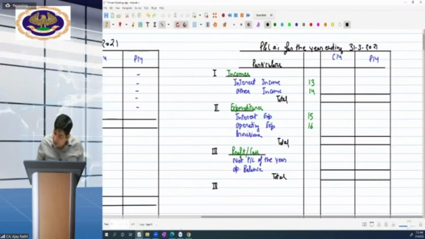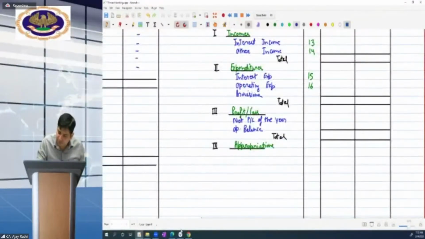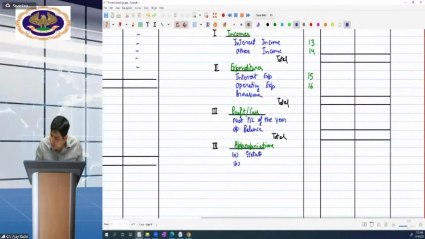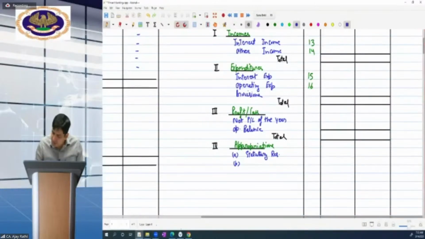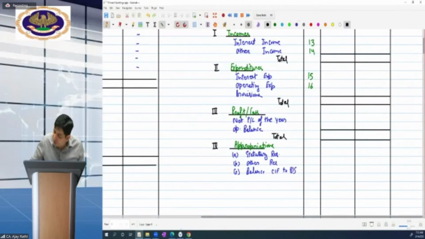Number 4, appropriations. Beta, here may be different reserves, but one reserve is definitely mandatory, that is statutory reserve. Even though the question is not saying anything, still you have to transfer here. Other reserve is there? No. See, rest is balance. Carry forward to balance sheet in the reserve and surplus. Or you can write here transfer to reserve and surplus.